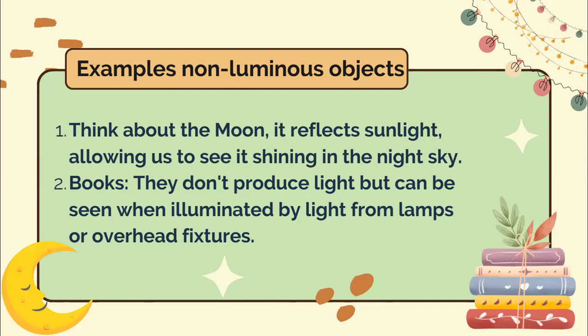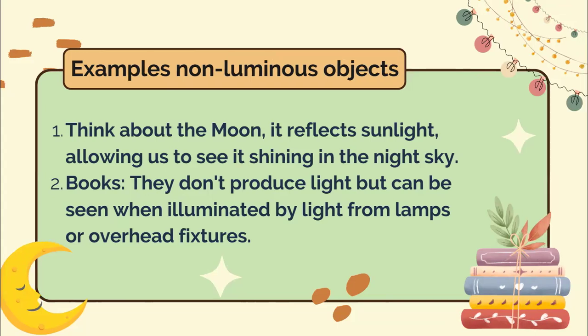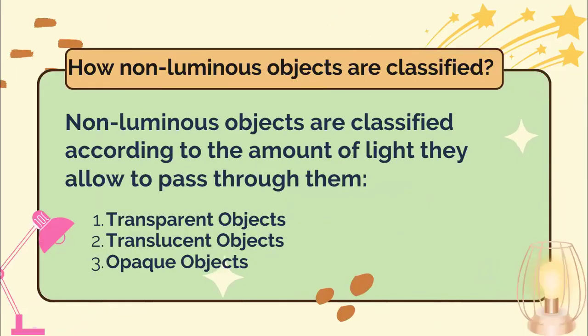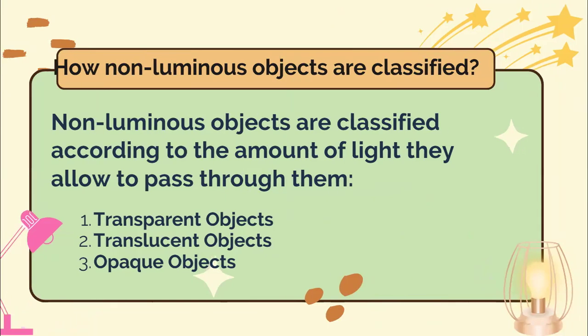Books. Books don't produce their own light, right? But they can be seen and read when illuminated by light, when light flashes through them from lamps or overhead fixtures. Non luminous objects are important. They can be classified into three types: transparent objects, translucent objects, and opaque objects.